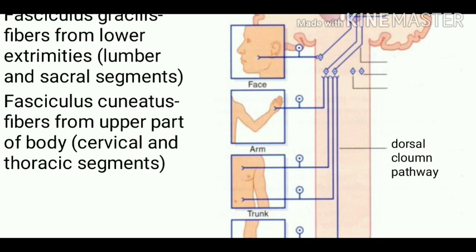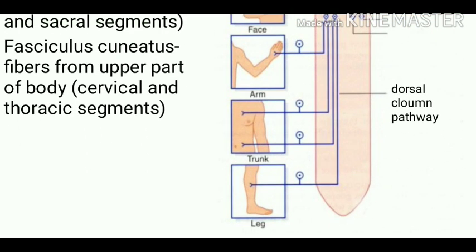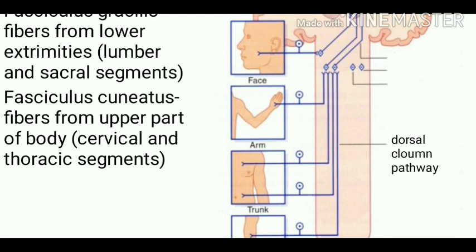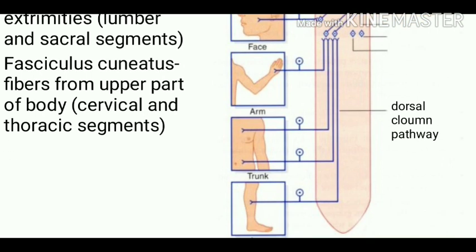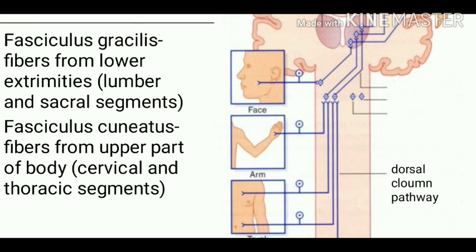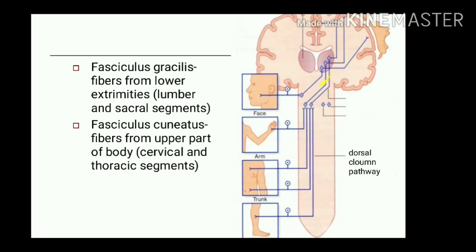You can see medially fibers from the leg, then fibers from the trunk, then fibers from the arm. As new fibers enter, lower fibers are pushed medially. So again, fasciculus gracilis consists of fibers from the lower extremities, from the lumbar and sacral segments, and fasciculus cuneatus consists of fibers from upper segments, the cervical and thoracic segments. So this is about the first order neurons of our tract.